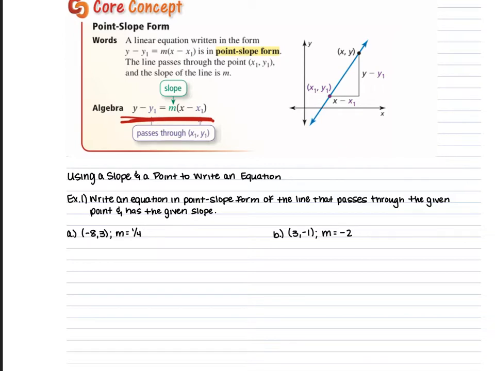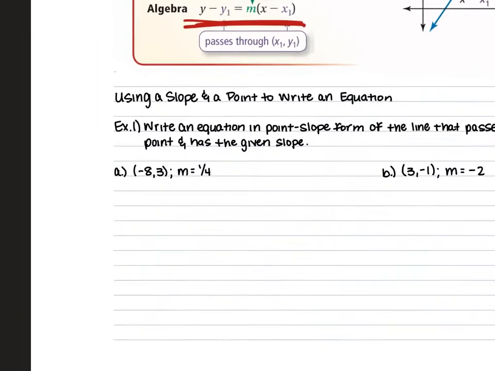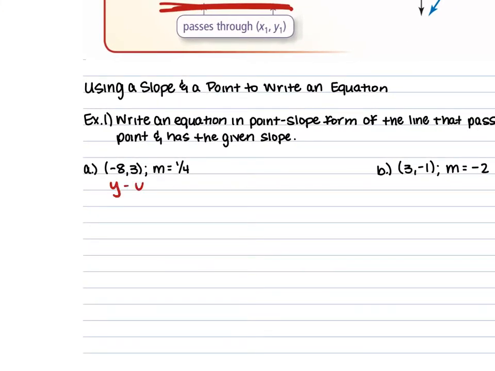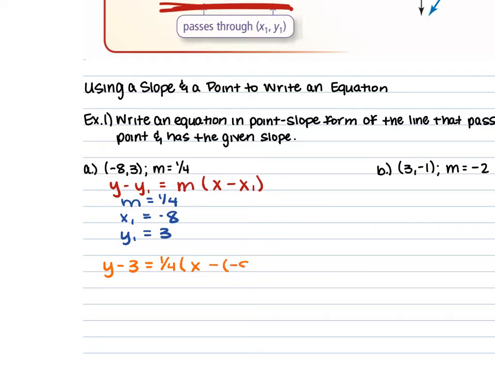For A, we're given the ordered pair -8, 3, and a slope of 1/4. So we're just plugging this into our formula. We said our formula was y minus y1 is equal to m times x minus x1. We know that m is 1/4. x1 is the x value from that ordered pair, so -8. y1 is the y value from that ordered pair, so 3. Plug it in. This is going to give us y minus 3 is equal to 1/4 times x minus -8.